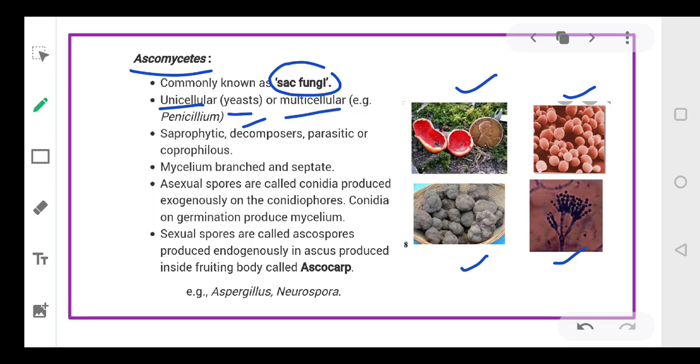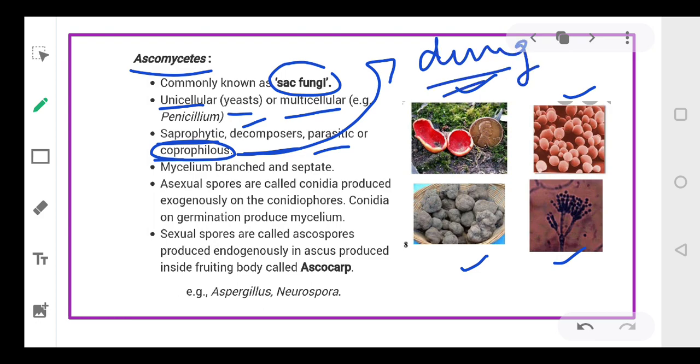Then they are saprophytic, meaning they feed on dead decaying matter. So they can act as decomposers. They may be parasitic also, right? And they may be coprophilous. Coprophilous means they grow on dung, the cow dung. So they grow on the waste materials, right?